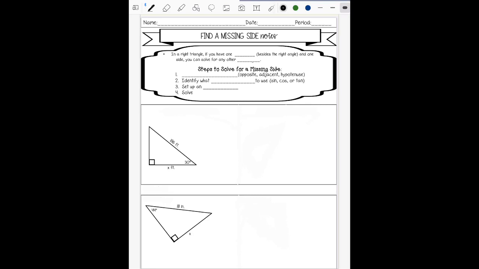If you have a printer available, I suggest you print this worksheet out. The link is on Schoology, and write down notes as you're watching this video. If you don't have a printer, you can also just write down notes on a piece of paper. It's going to be the same thing.